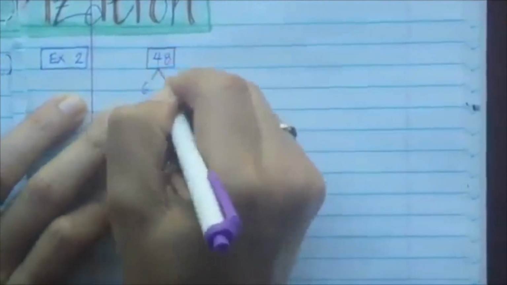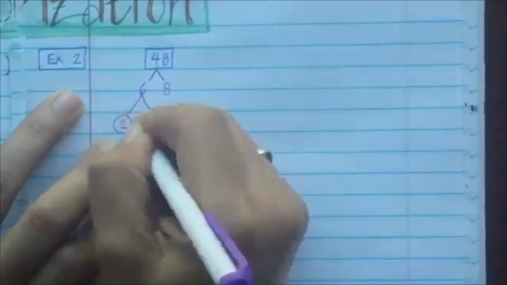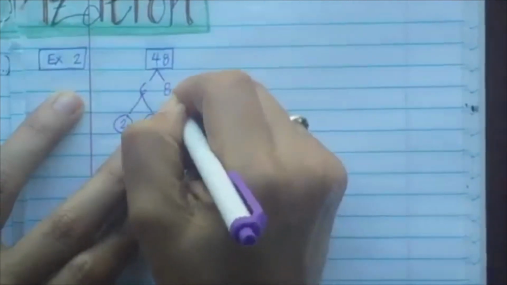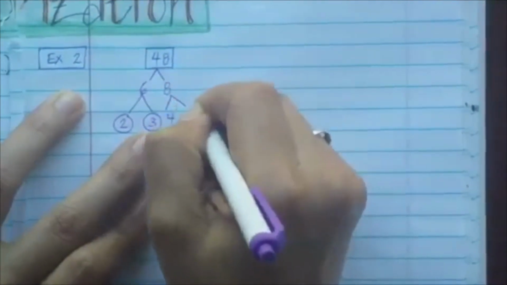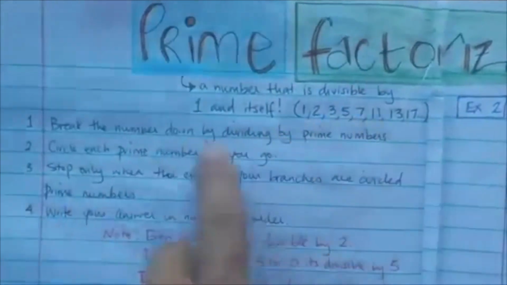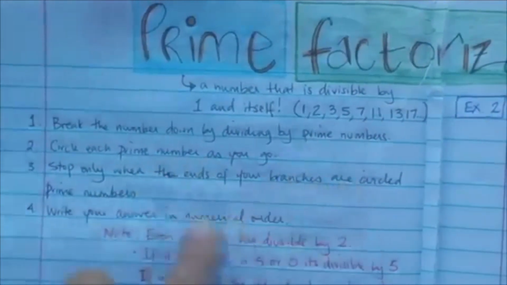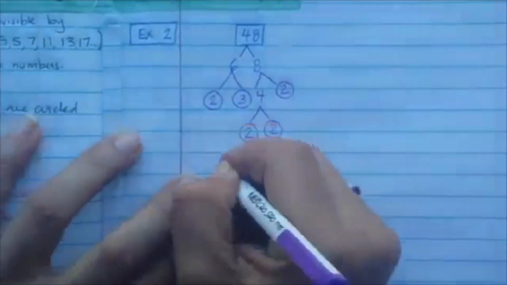Let's break down 48. There are many ways of doing it. Let me just do 6 times 8, but you could do 2 times 24. Break down 6 into 2 times 3, and those are prime numbers because they're only divisible by 1 and itself. Break 8 out to 4 times 2. 2 is a prime number. I can break down 4 more into 2 times 2. And then write it in numerical order. I'll stop because all my branches are finished.